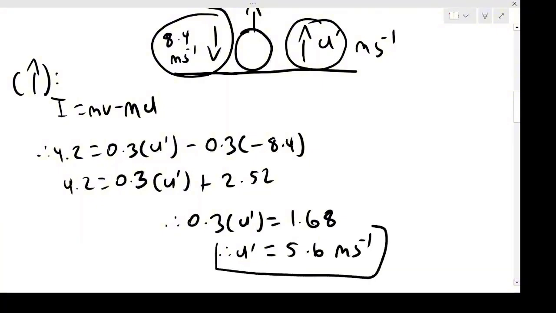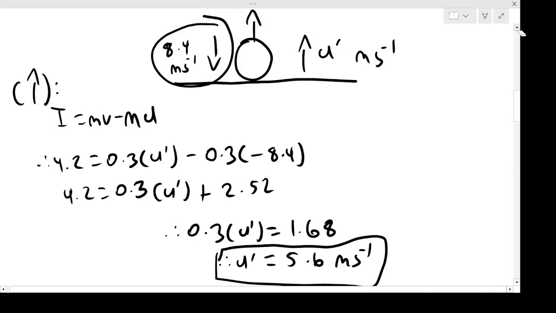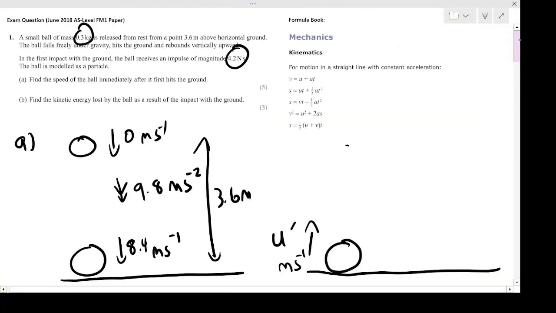Now that answer also makes sense with the sign, because we know that speed u dash has to be going up, it has to be positive. So indeed the positive sign of the answer makes sense here. So that tells me the speed afterwards is going up, as we expect, because the ball will bounce upwards, right. So there we are. Anyway, that question is done.